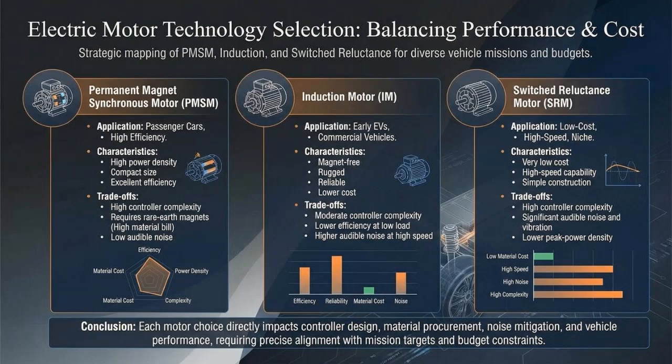We compare three motor types and what they're good for. PMSMs are compact and efficient, but use magnets. Induction motors avoid magnets and are tougher, but a bit less efficient. Switched reluctance motors are cheap and can run very fast, but they make more noise and need careful control. Each option changes cost, controller complexity, materials, and power capability, so we pick the motor that matches the vehicle's needs and budget.